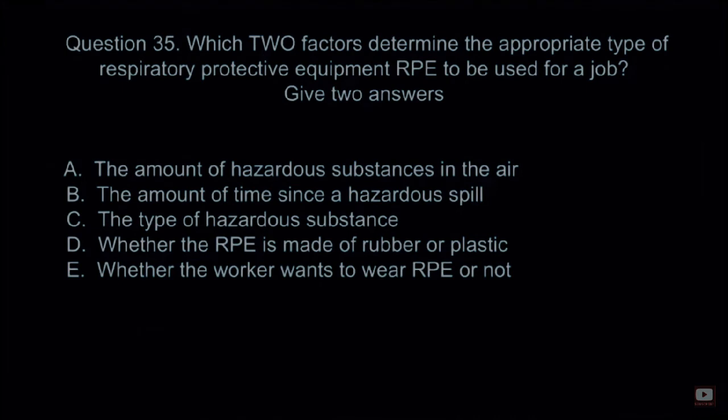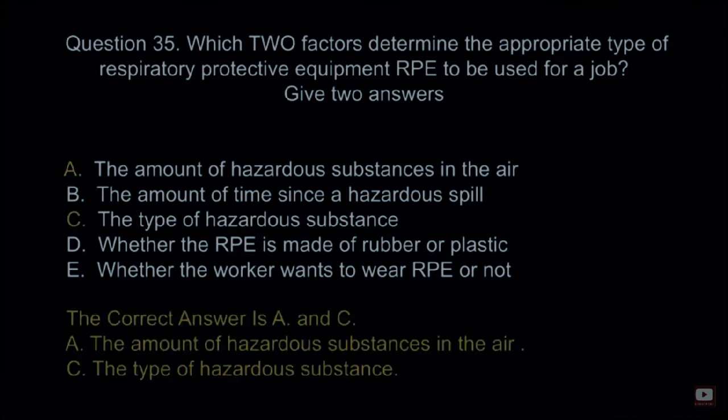Question 35. Which two factors determine the appropriate type of respiratory protective equipment, RPE, to be used for a job? Give two answers. A. The amount of hazardous substances in the air. B. The amount of time since a hazardous spill. C. The type of hazardous substance. D. Whether the RPE is made of rubber or plastic. E. Whether the worker wants to wear RPE or not. The correct answer is A and C. A. The amount of hazardous substance in the air. C. The type of hazardous substance.